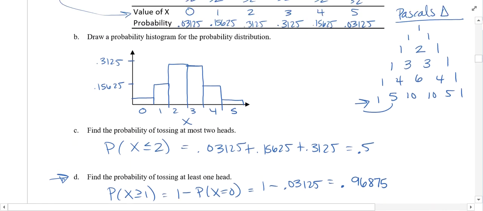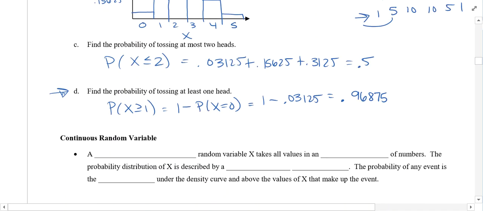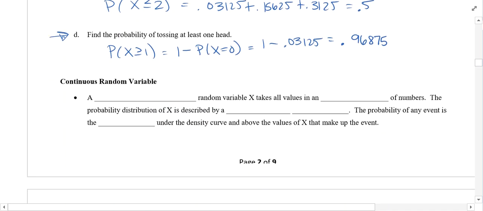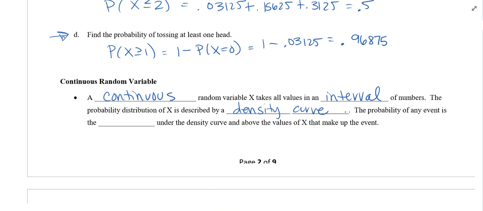Okay, so that's a little on discrete probability distributions. You're definitely going to be using a table to look at those countable number of probabilities. So with a continuous random variable, X takes all the values in an interval of numbers. The probability distribution of X is described by a density curve. Hopefully bells are going off in your head because we've talked about density curves before. So we're at the very cusp of starting to go back and use a lot of information that we've already seen before. This chapter is where we start to use it.